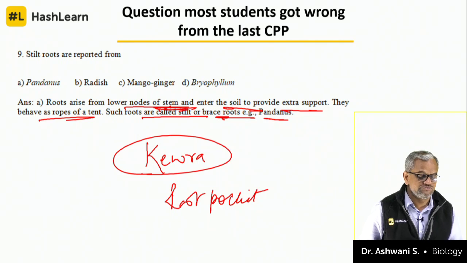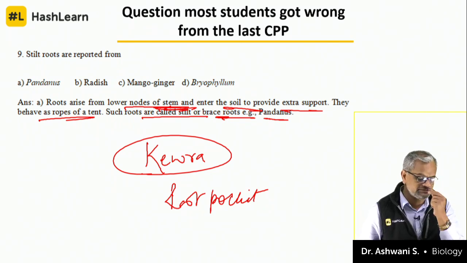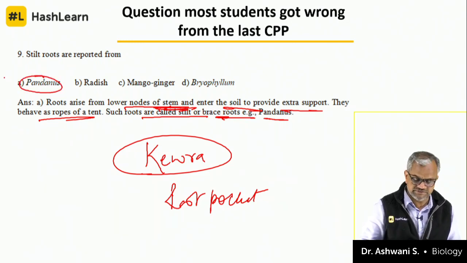Okay, we will look into it, Tamanna, don't worry. Your problem we will look into. Okay, don't worry. That's what I wanted. Until I ask, you don't answer me. So the answer for this question is kevada, that is pandanus.